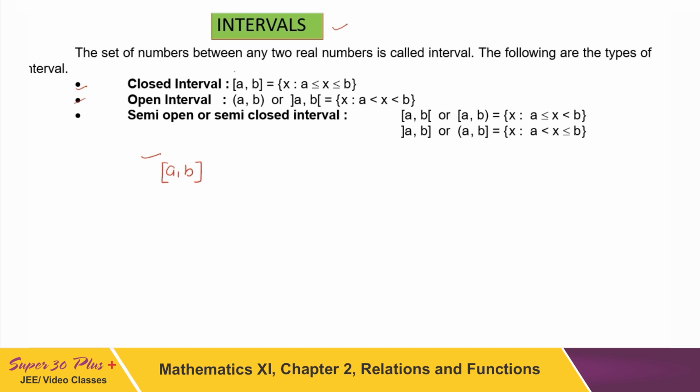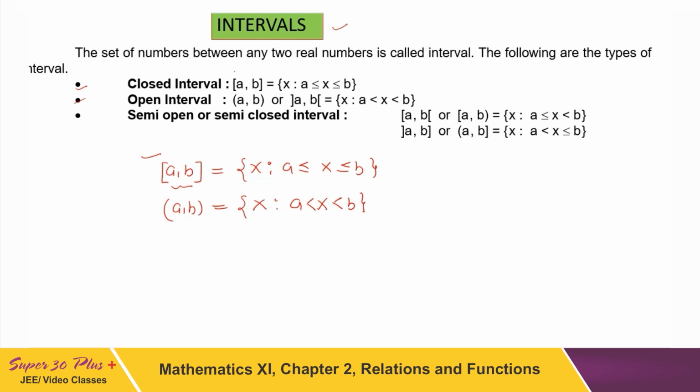A closed interval contains all the numbers between a and b, including a and b. You can say all the numbers x such that x is greater than or equal to a and less than or equal to b. The equal sign is here, which means terminal points are included. In an open interval, terminal points are not included, which means only the numbers lying between a and b are considered. The numbers x such that x is greater than a and less than b lie in the open interval a to b.